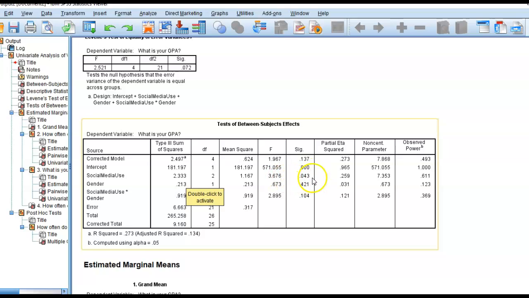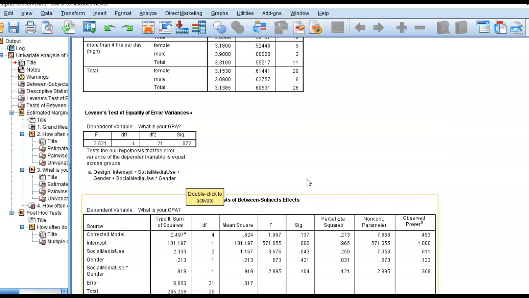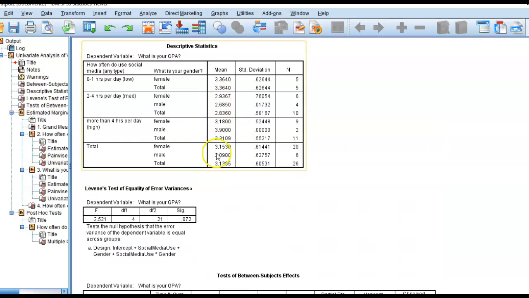It looks like I do have a significant effect. When I looked at those descriptive statistics, though, it's not in the direction you might expect. It looks like GPA is actually higher possibly for people who use more, at least if they're male.